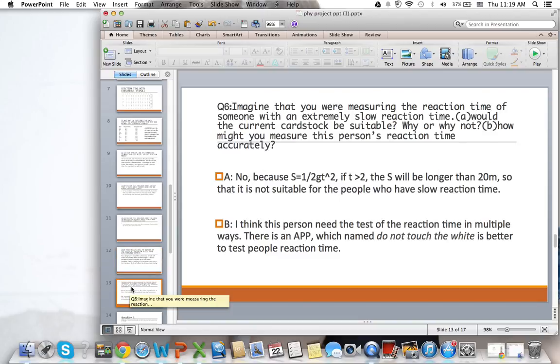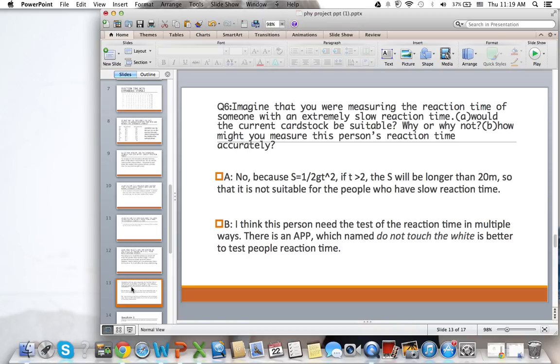Question 6. Imagine that you were measuring the reaction time of someone with an extraordinarily slow reaction time. A. Would the current card strip be suitable? Why or why not? B. How might you measure the person's reaction time?